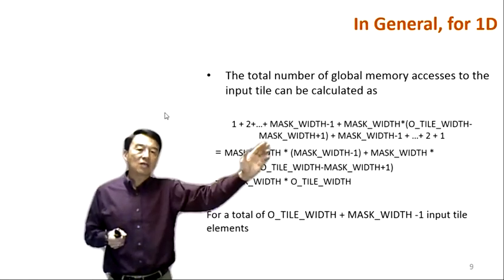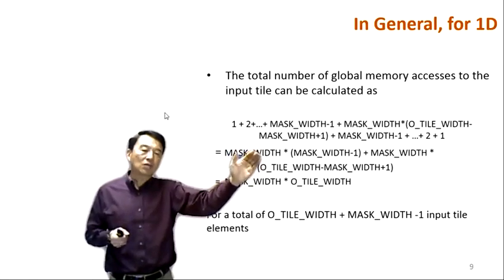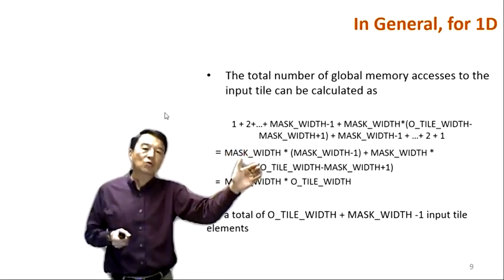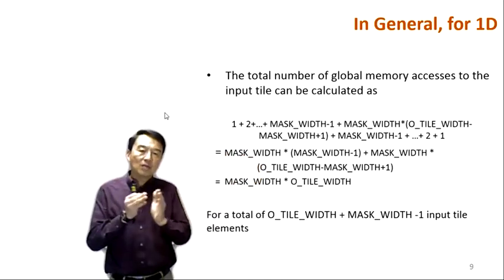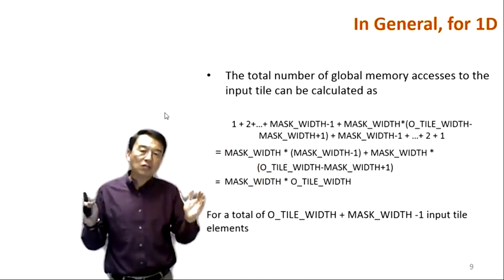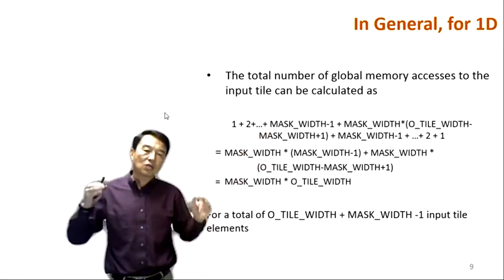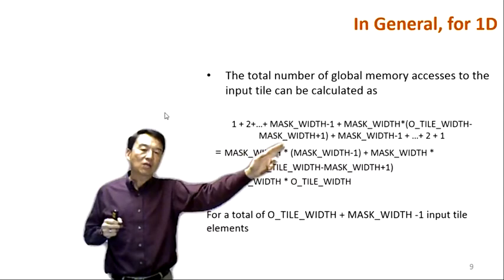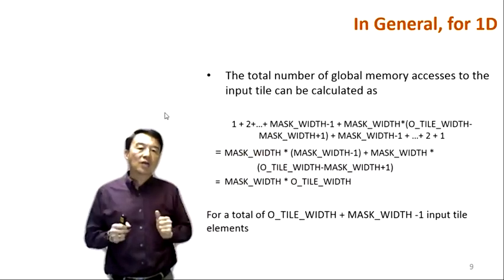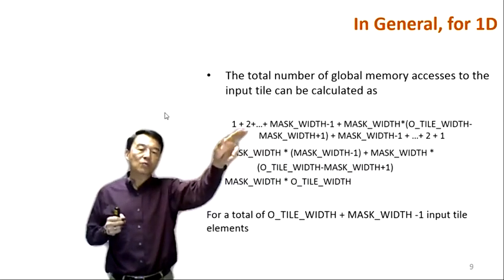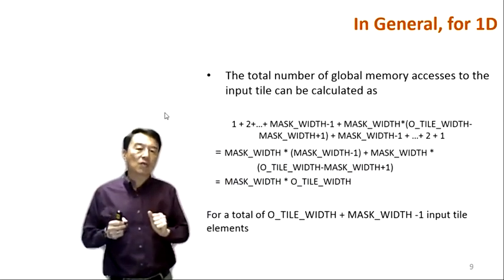And after a while, we go into the decreasing series. We start with mask width minus 1 and then go all the way down to 1. So for larger values of mask width, the increasing and decreasing series are going to be longer, and the middle section is going to be shorter. But for smaller mask width, the increasing and decreasing series will be shorter, and the middle section will be longer.